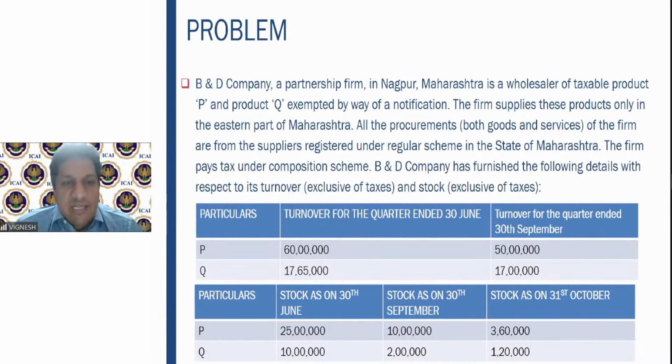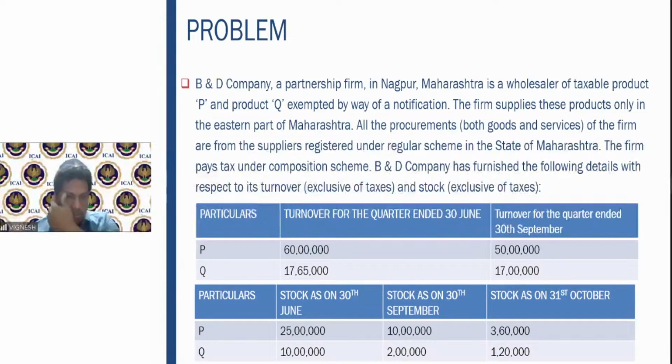The firm pays tax under the composition scheme. B&D company has furnished the following details with respect to its turnover exclusive of taxes and stock also exclusive of taxes. P is 60 lakhs, Q is 17,65,000 for quarter ended 30th June. For quarter ended 30th September, 50 lakhs is P, 17 lakhs is Q.